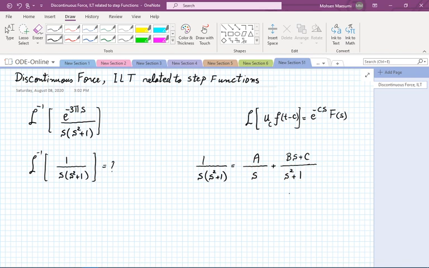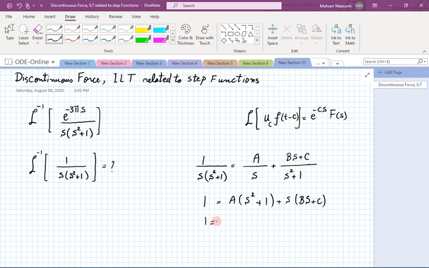advanced problems in this section turn out to be rather lengthy, so you want to be prepared for that. So what do we do? We take the common denominator and then set it equal to the numerator here. I want 1 to be identically equal to A times s squared plus 1, and then s times bs plus c.